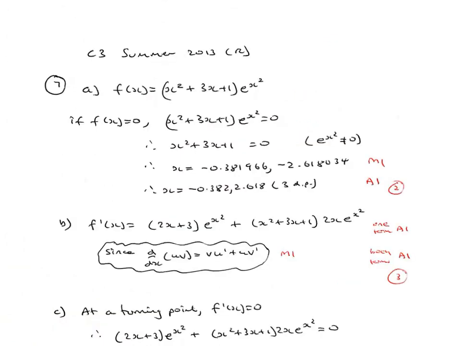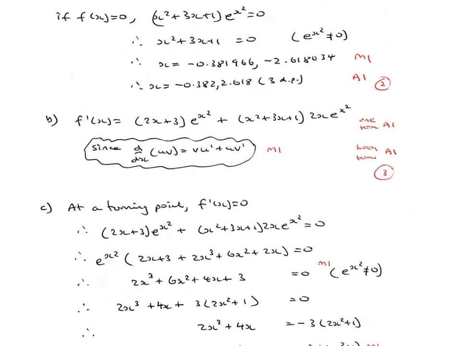For question 7, in part A, we need to find the coordinates where f of x is 0. So I've written f of x is 0. E to the power is never 0, so I can divide by e to the x squared, quadratic in x, solve that, give the answer to 3 decimal places.